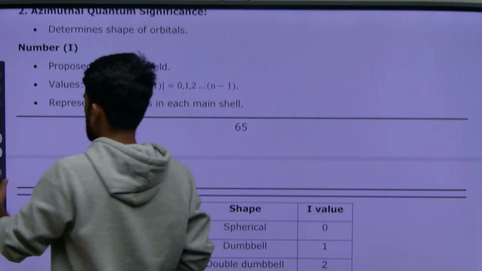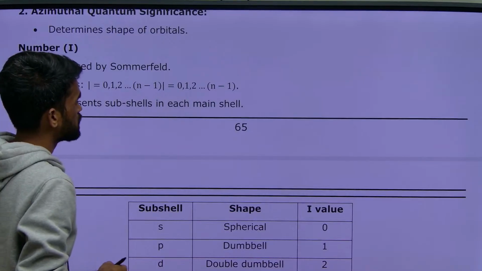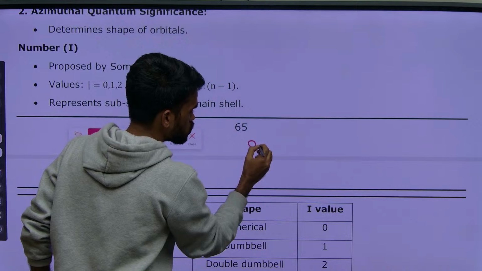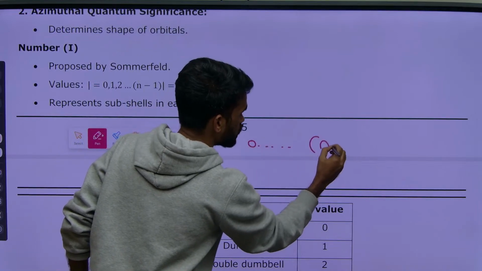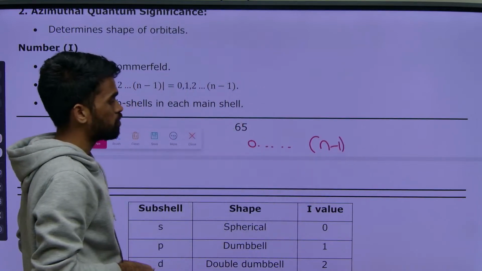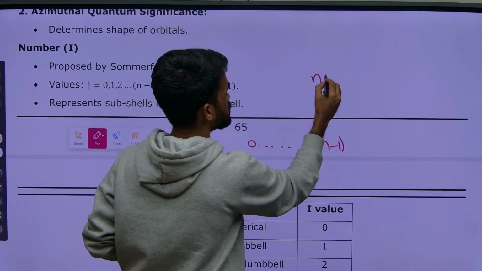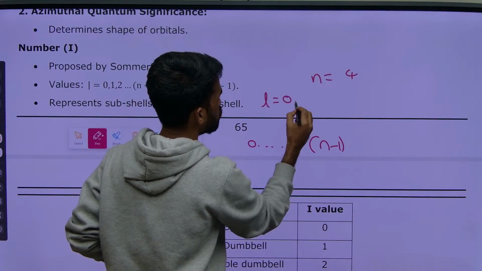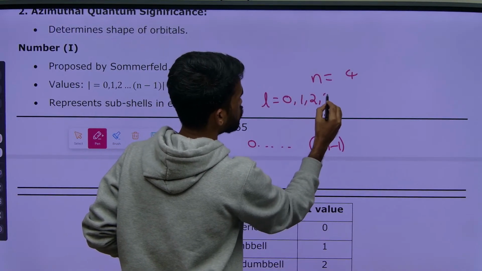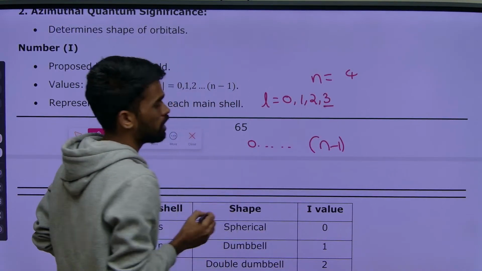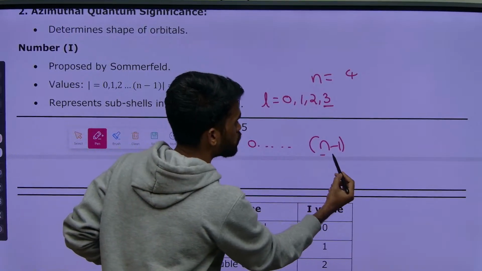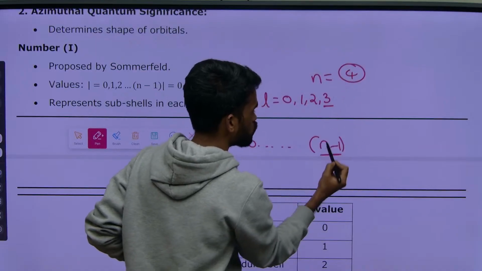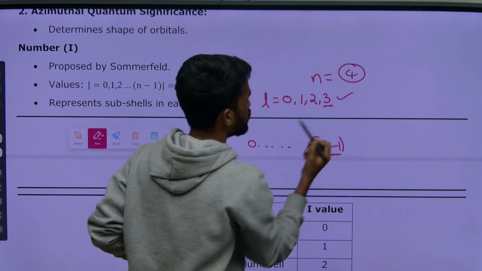So from where to where does it go? It starts from 0 and goes on till n minus 1. What do we mean by n minus 1? See, if the principal quantum number is 4, then l value can vary from 0, 1, 2, 3, up to 3. Why am I writing only up to 3? Because it should vary only from 0 to n minus 1. n value is 4, so 4 minus 1 is 3.